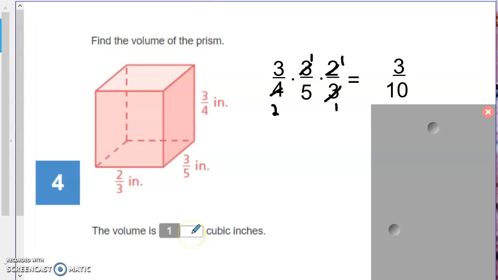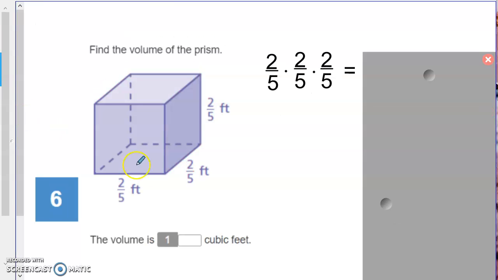Now when you click on this box, it comes up with a screen, and one of the options has a box, a line, and then another box underneath it, and that's the one you want to click on. You click that, and then in the top box you type in 3, and in the bottom box you type in 10 to answer question number 4.